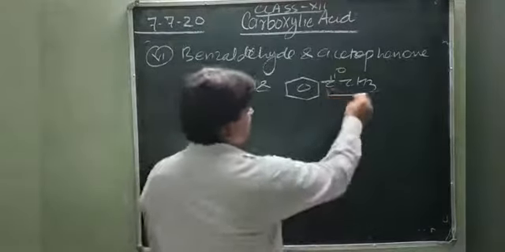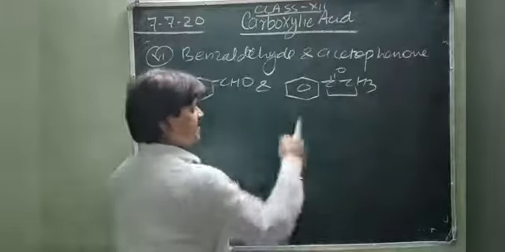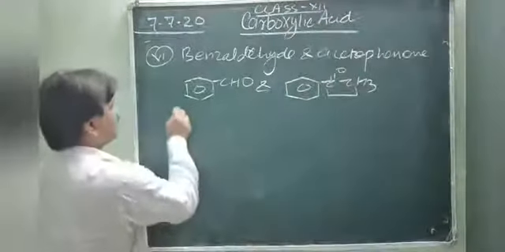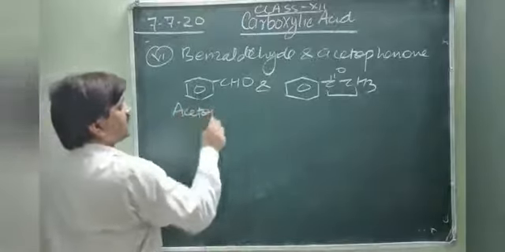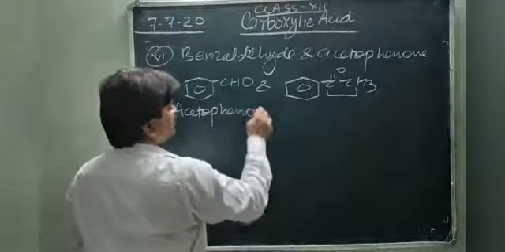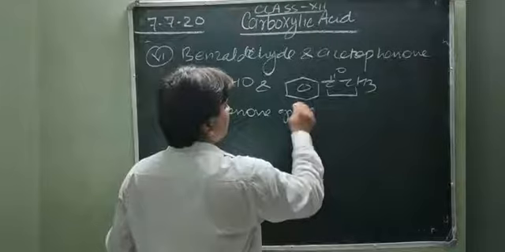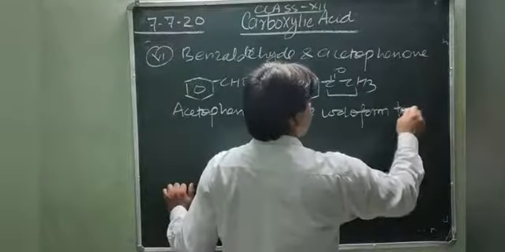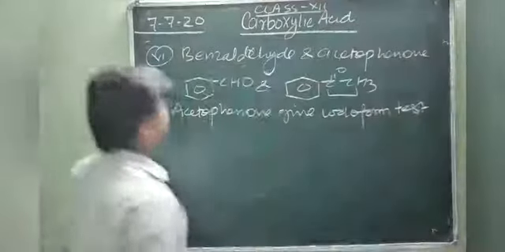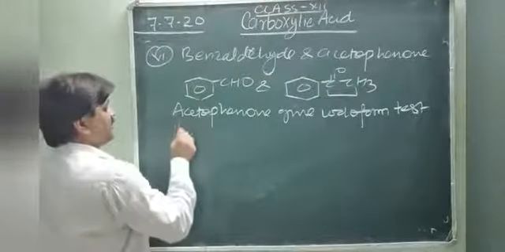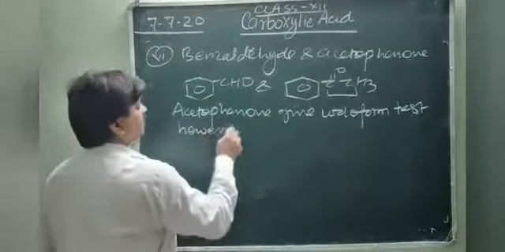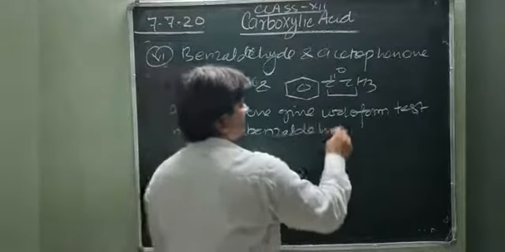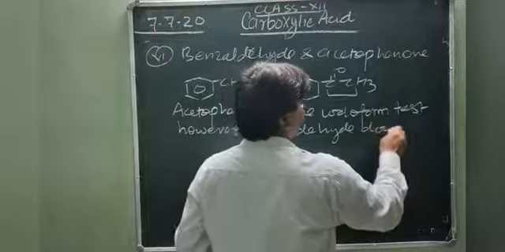In acetophenone, you will see this is the CH3CO group. It gives the iodoform test, but benzaldehyde does not give it. So acetophenone gives the iodoform test, but benzaldehyde does not give.